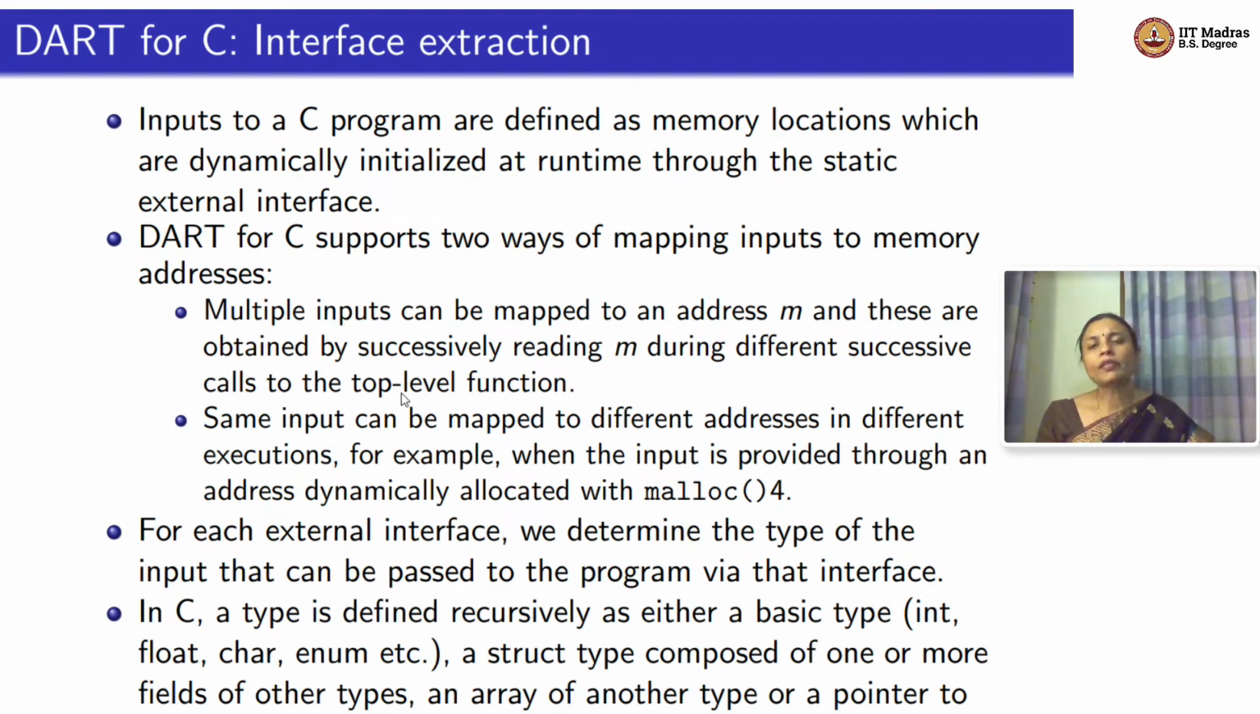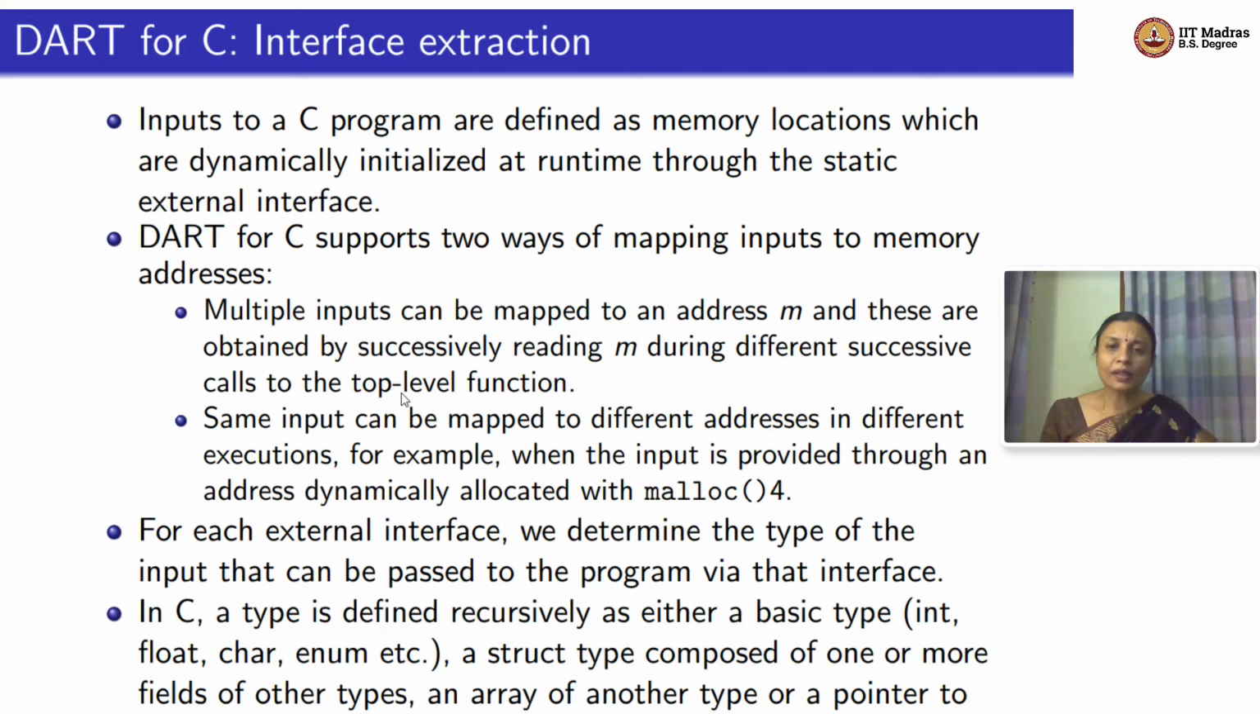Inputs to a C program are defined as memory locations which are dynamically initialized at runtime through the static external interface. So when I run Dart for C, it has two ways of mapping inputs to memory addresses. One is several inputs can be mapped to the same address M, and they are obtained by reading M successively. That is, for each execution, you can read the value of M to get a value of a different input, or the same input can be mapped to different addresses in different executions. C has features for both of them.